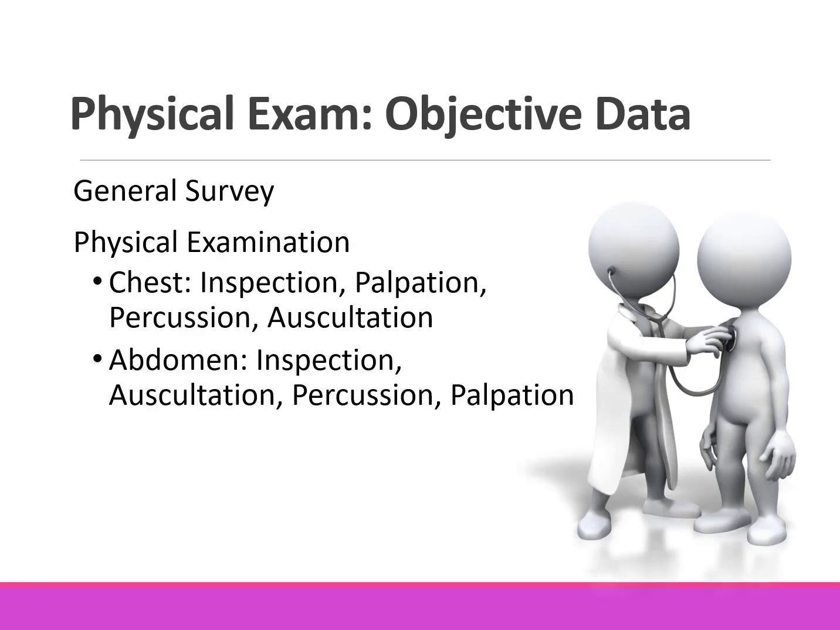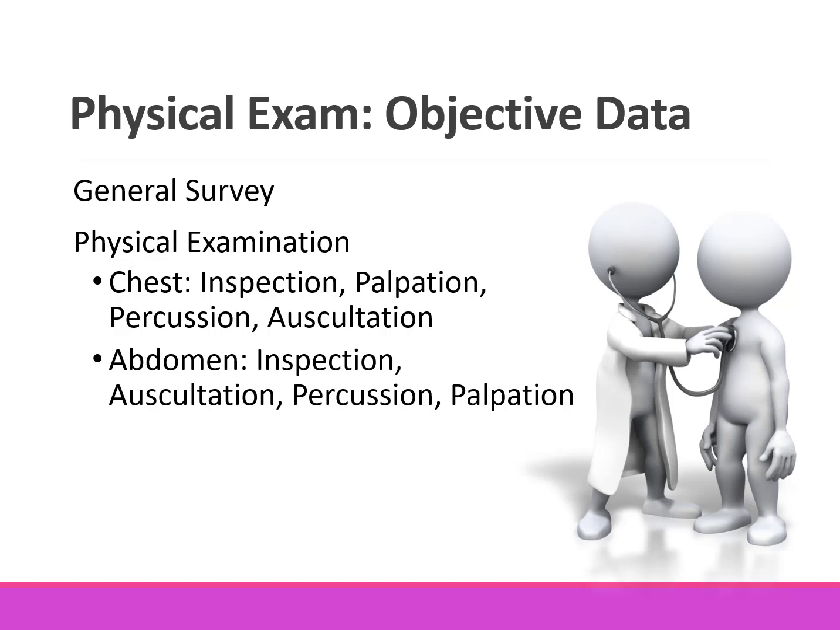Physical exam objective data. Inspection is the first of the major techniques used in the physical exam. Performing a physical exam of the chest uses inspection, palpation, percussion, and auscultation to determine respiratory status and differentiate primary lung problems from cardiac problems.